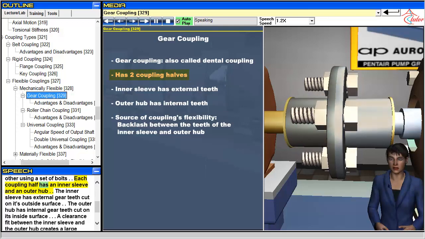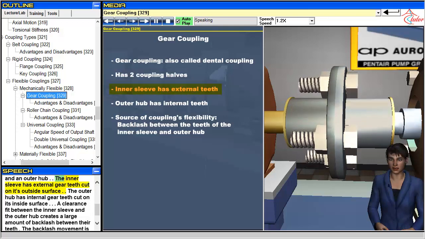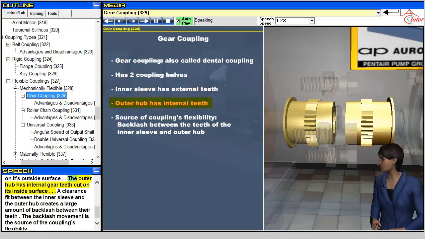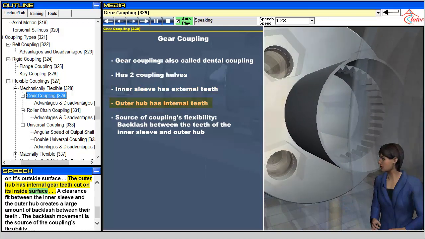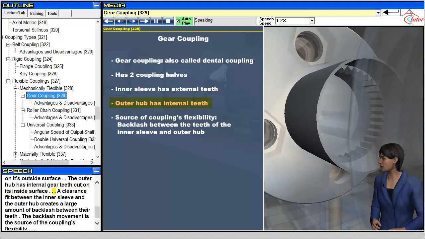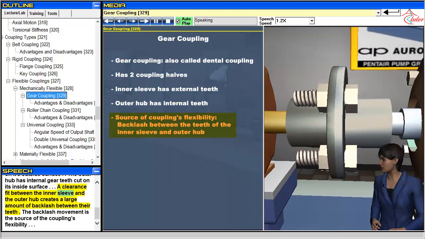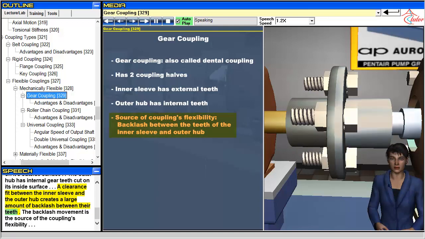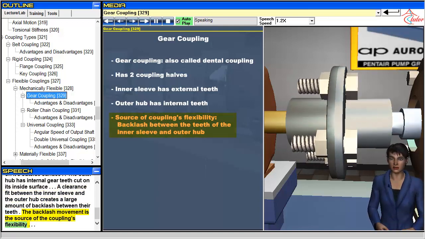Each coupling half has an inner sleeve and an outer hub. The inner sleeve has external gear teeth cut on its outside surface. The outer hub has internal gear teeth cut on its inside surface. A clearance fit between the inner sleeve and the outer hub creates a large amount of backlash between their teeth. The backlash movement is the source of the coupling's flexibility.